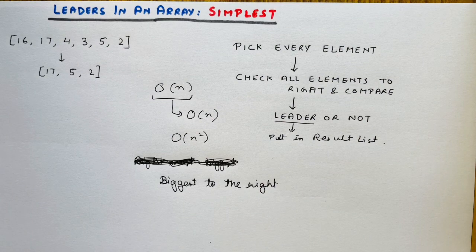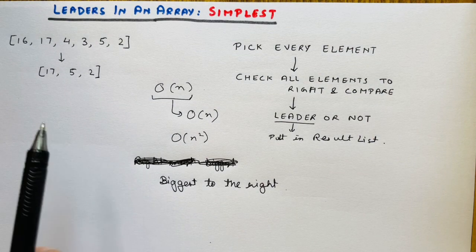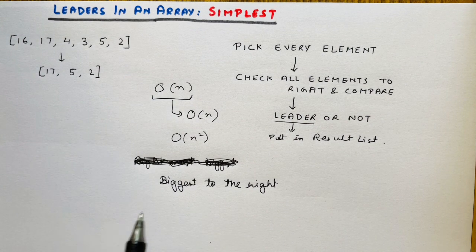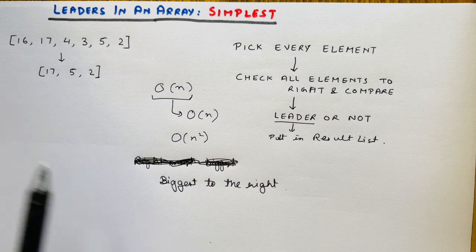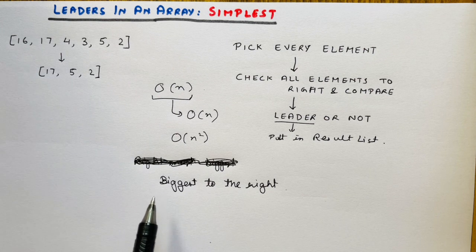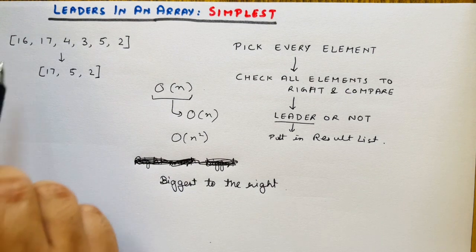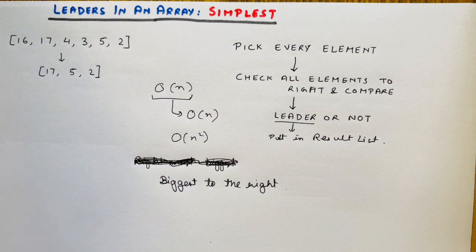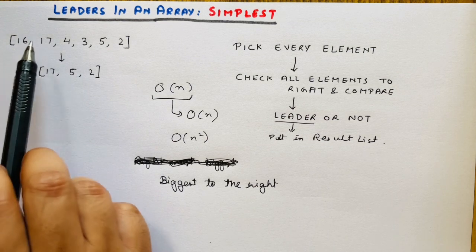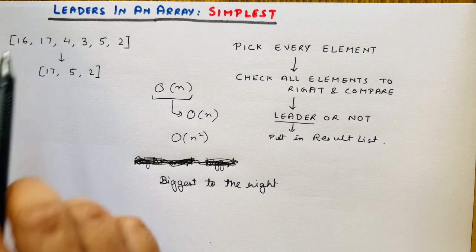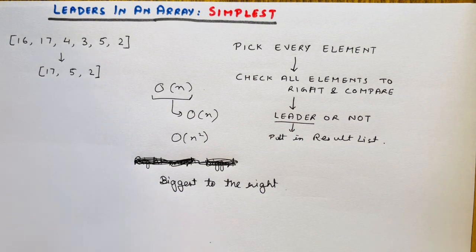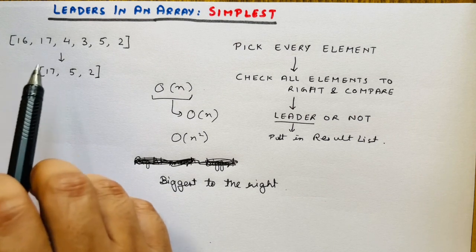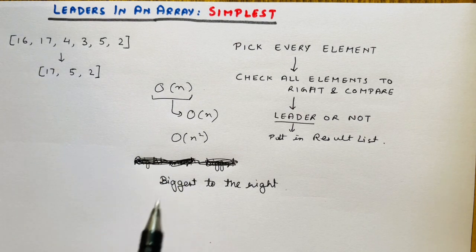Also, for every element, do we need to compare it with all the elements to the right? Or will it be enough if for every element we compare it to the biggest element to the right? Even this will be enough, right? For example, for 16, we can compare it with the biggest element to the right, which is 17. So 16 cannot be a leader. Similarly, for 17, we can compare it with 5, so 17 is a leader. For 4, we can again compare it with 5, so 4 is not a leader. So at every element, we only need the biggest element to the right to compare with.